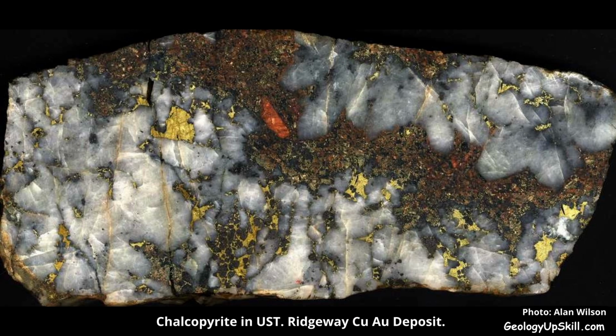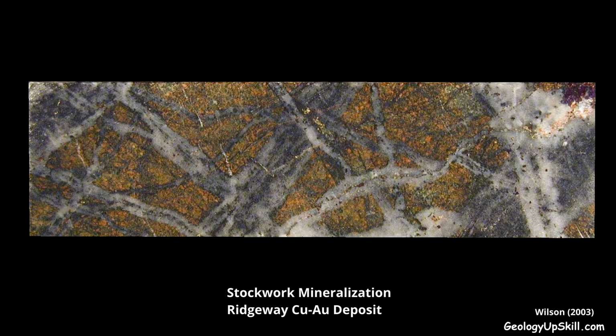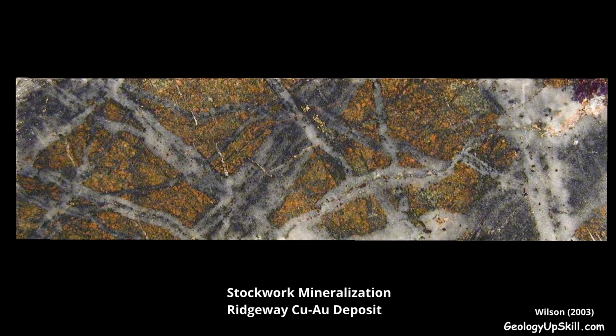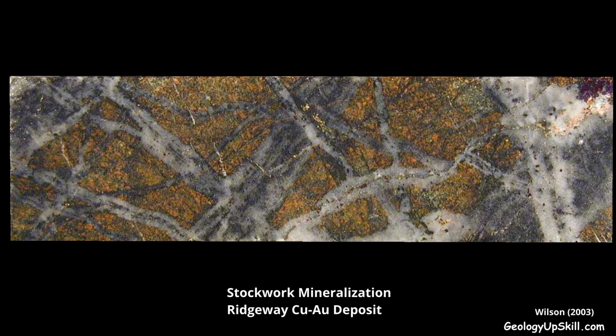While there's clear evidence for copper mineralization at the time of the UST formation, it's important to note that the majority of the copper-gold ore at Ridgeway was in stockworks of B-type veins.